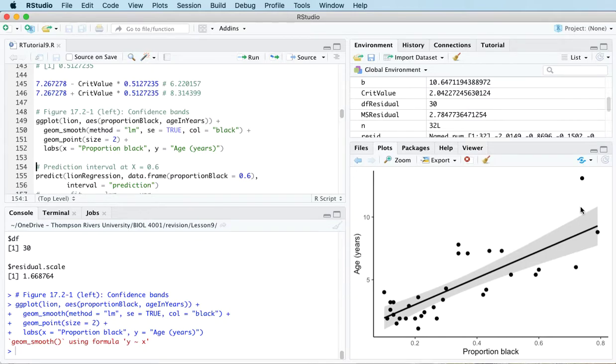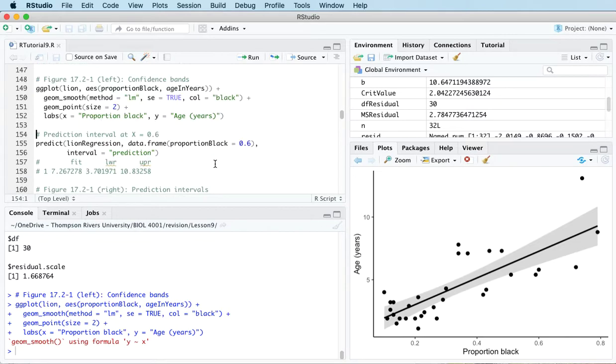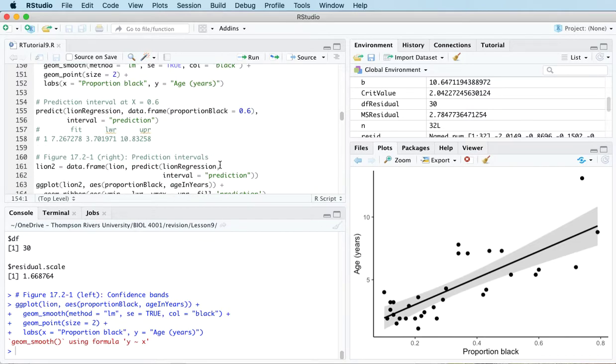And one thing that you should notice here is this is not a parallel band. It's a little bit narrower in the middle and wider at the ends. It's narrowest at the sample average value of the predictor. So that's down here, and then it gets wider as we get further away from that sample mean. Okay, so that's a confidence band, and that's when we're trying to estimate the mean response for a subset of the population with a particular predictor value.